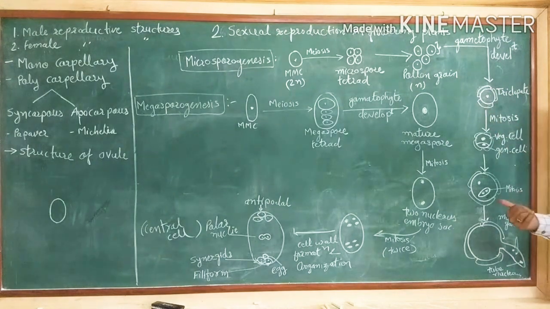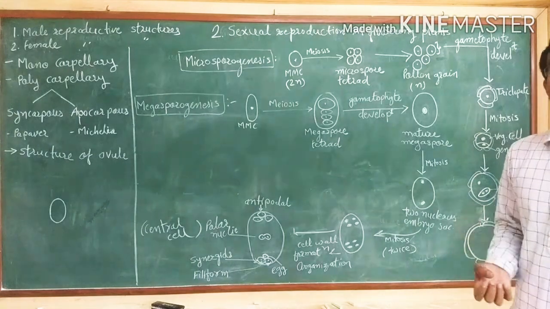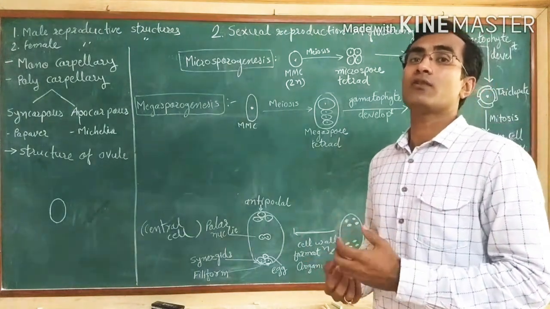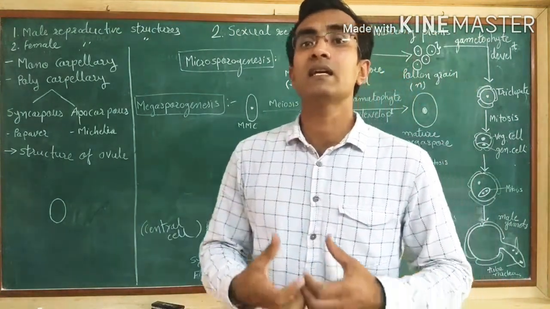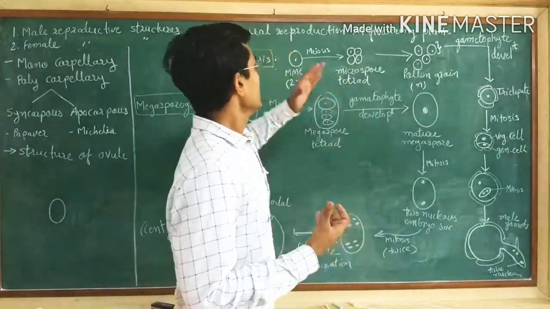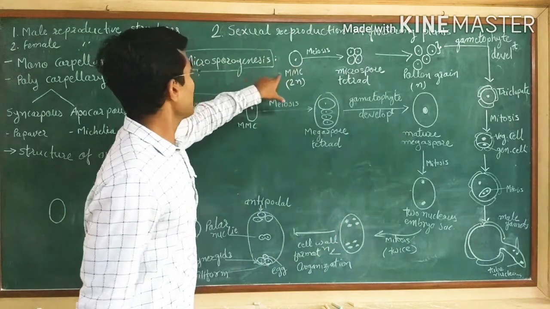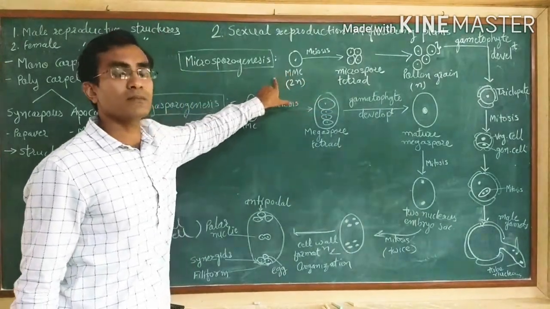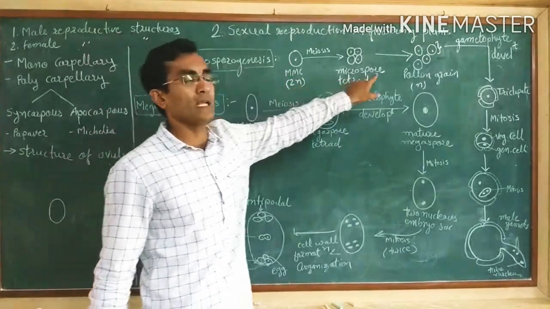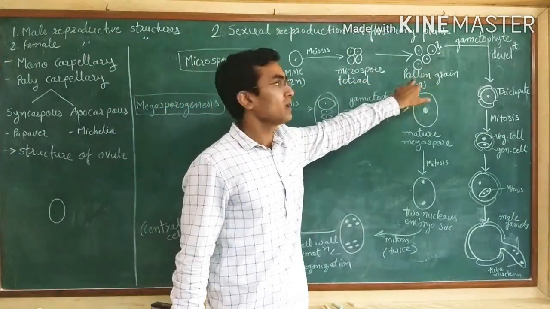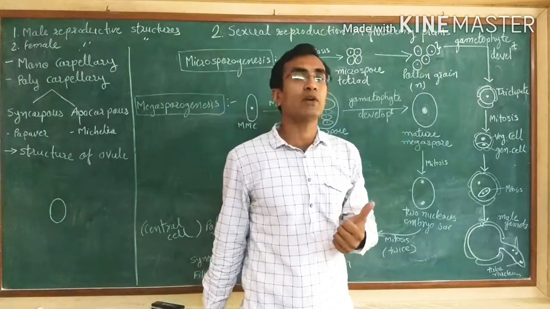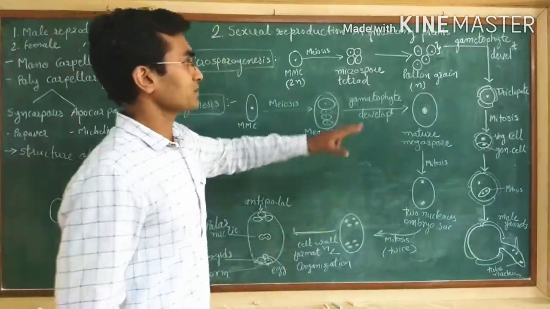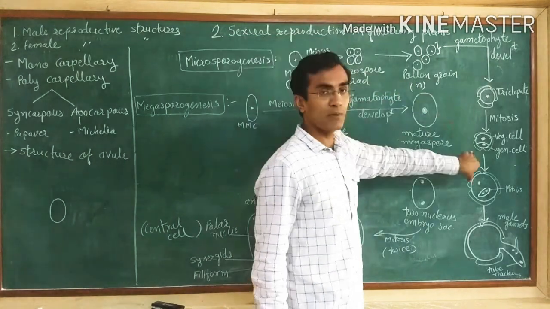This tricolpate pollen grain is then followed by mitosis. What happened in the mitosis? The ploidy of the cell will not get changed. Here, during microsporogenesis, the diploid cell has converted into haploid form. Now the pollen grain is haploid. Again the mitosis will take place, which will give the same haploid cell.